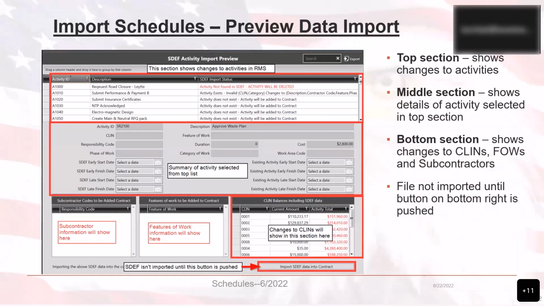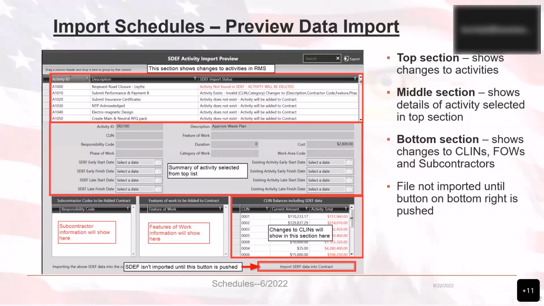Another note included is that the activity exists - invalid or changes to description or contractor code. Now pay attention to those marked as invalid. Again, they will not be in red, as that means the SDEF file does not have something that is currently listed in RMS.